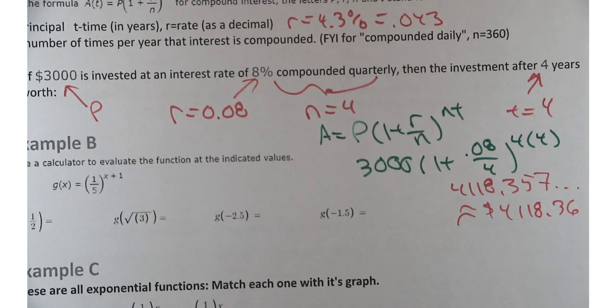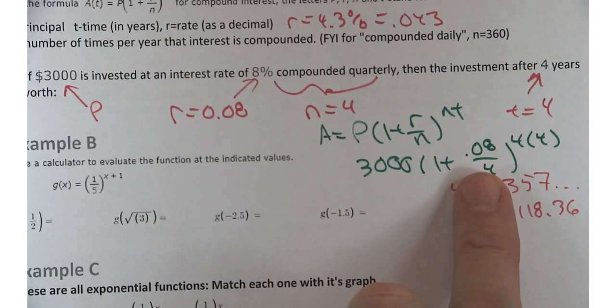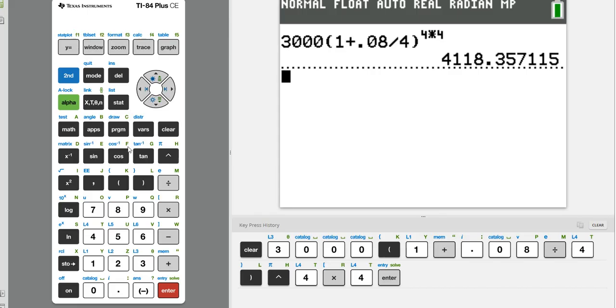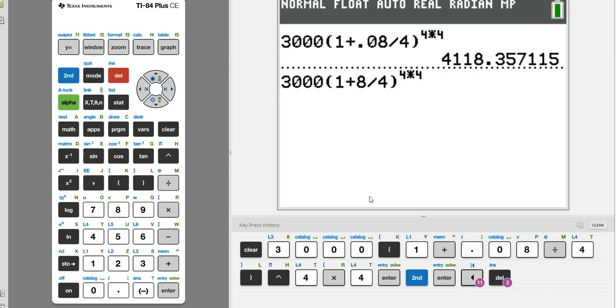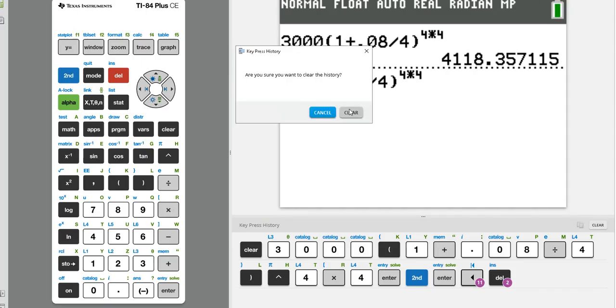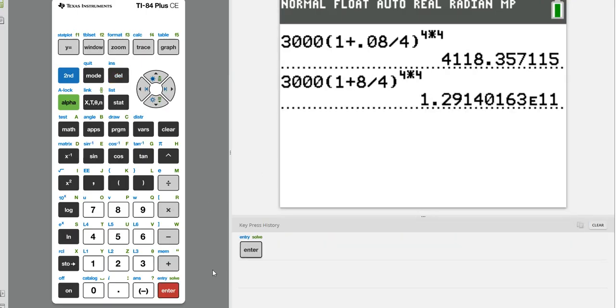The one thing you have to be careful of, like I said, is making sure you change this to a decimal. Let's do a little thought experiment and see what happens if we forgot to change that to a decimal. So let me go back here and delete the decimal and put in an 8 and see what happens there. 1.2914, etc. E11. Does anyone know what that E11 means? 10 to the 11th times. So it's times 10 to the 11th.